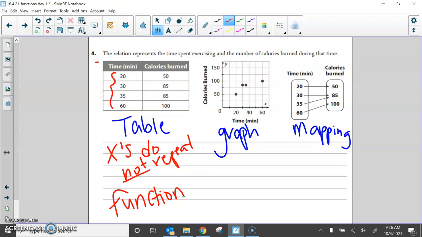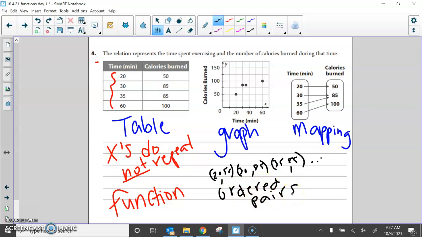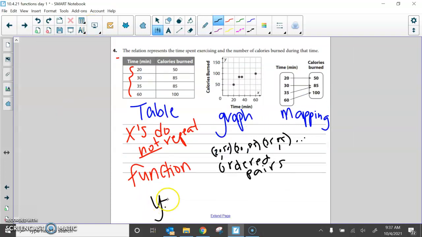There are other ways they could have written this as well. They could have written it as ordered pairs like we did. So they could have written each of the numbers like this: 20, 50, 30, 85, 35, 85, and so on. Those are ordered pairs. And they could have come up with a function for this, something that looks like y equals mx plus b. That would be an equation. Based on the information they've given us, we could figure out what the equation would be. We're not going to, but that's just another way they could do it. So you could see a table, a graph, mapping, ordered pairs, or an equation, and they could ask you to figure out if it's a function or not.